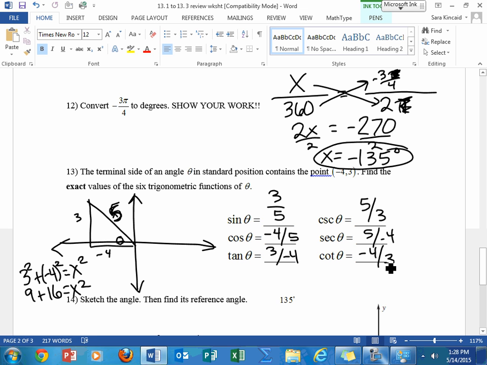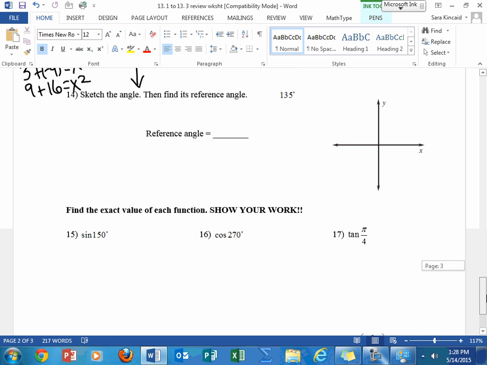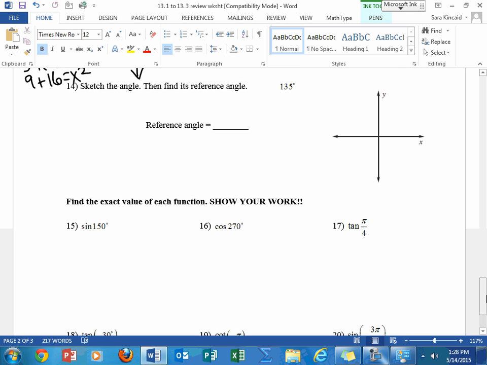So number 14, we're on to number 14 now. Almost to the end. Number 14 is sketch the angle, then find its reference angle. So 135 degrees, we'll start there, and we'll go 90, a little bit more. So if this is 135 degrees, the reference angle comes from this terminal side right here. This triangle we draw right there, we want to know how many degrees are right there in that corner of that triangle at the origin.